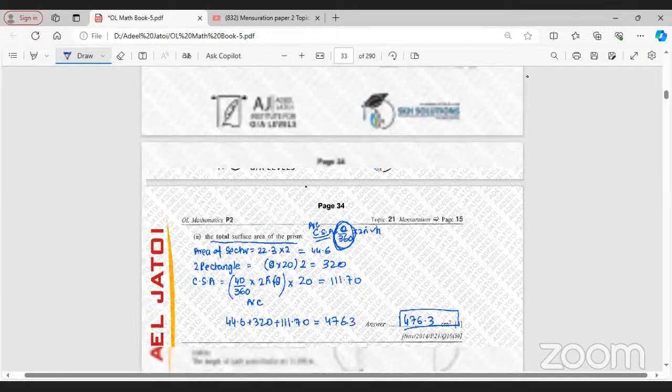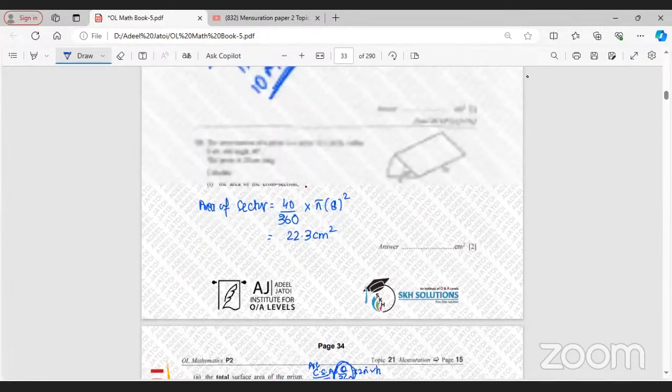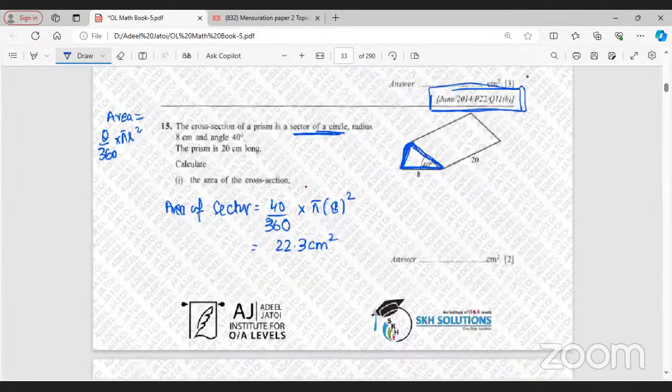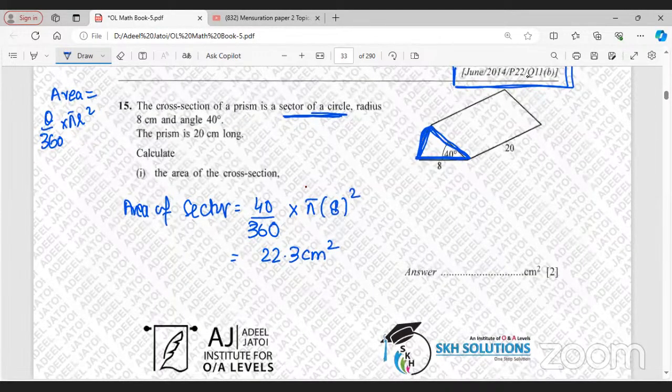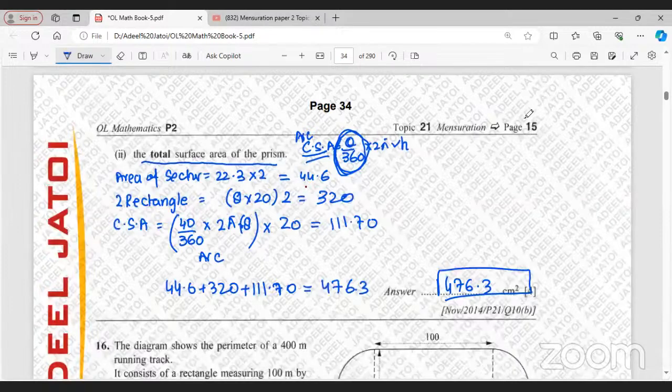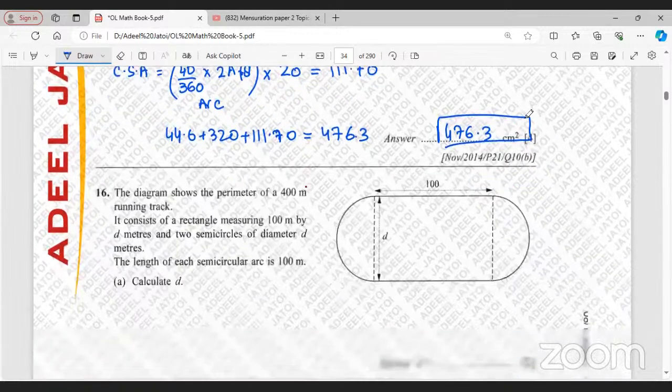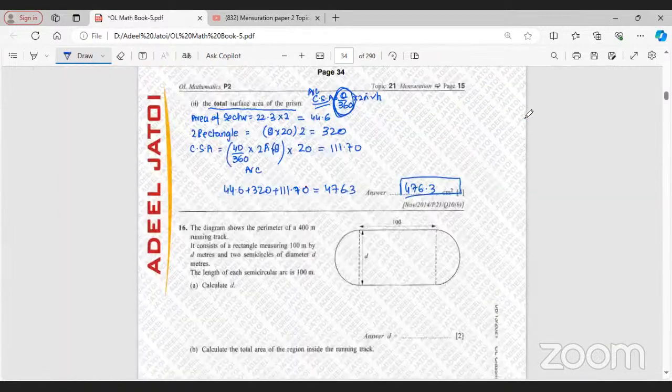See, now this is a paper 2 question, remember? Since this is a paper 2 question, you need to understand the shape yourself because it's a cross section. And in this cross section, this is your sector. This will be your sector as well. Okay? So this was question number 16 from the book. And November 2014, paper 21, question number 10, part B from the year that we will be measuring.